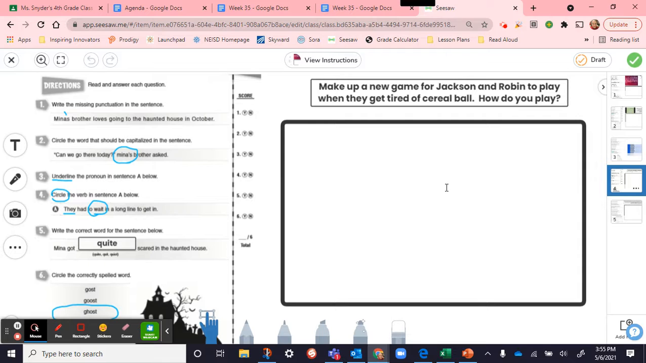It says make up a new game for Jackson and Robin to play when they get tired of cereal ball. And so it's a how-to, you're describing how you play your game. Then over on the left-hand side, we did some practice.